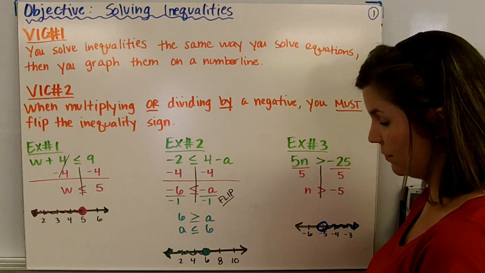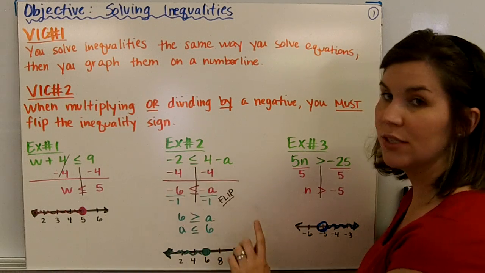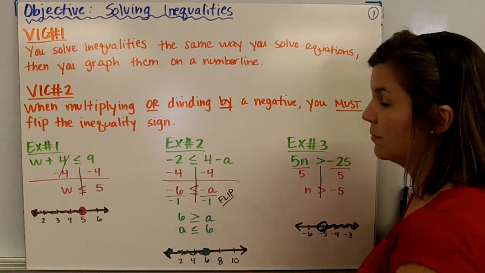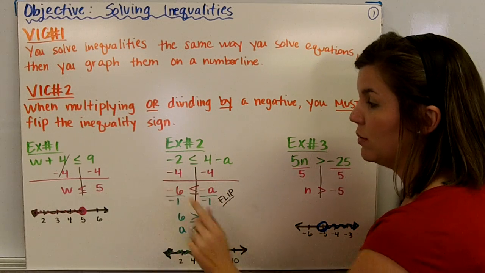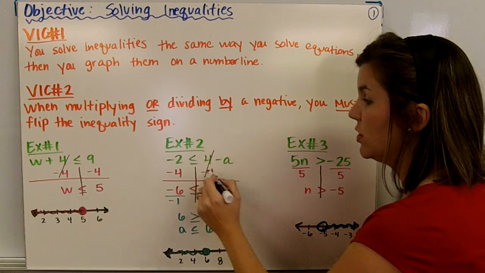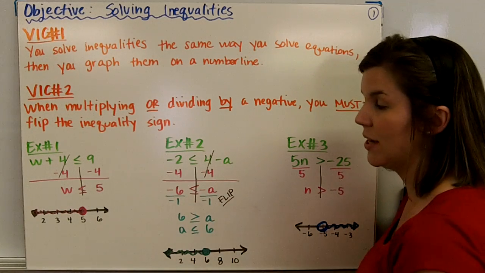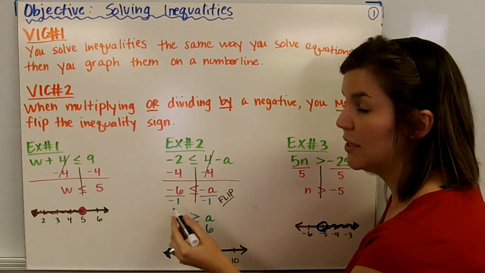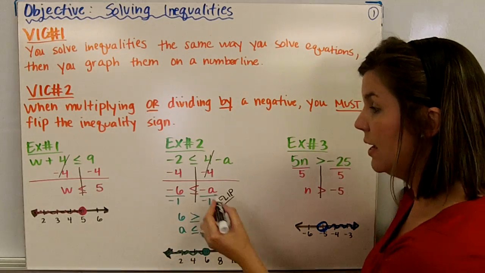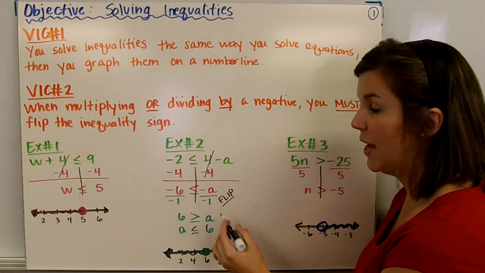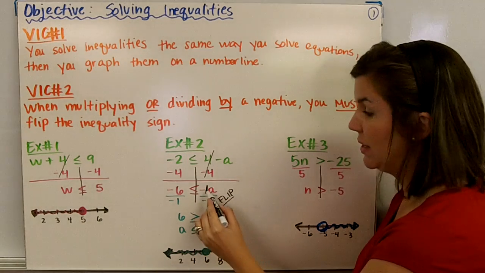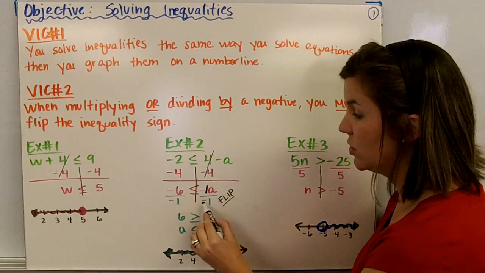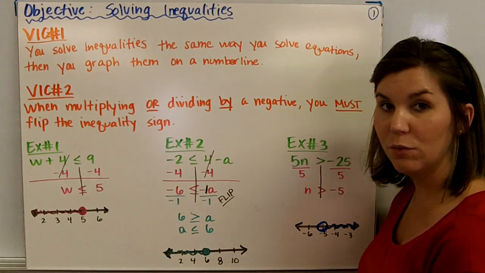Example number 2. Negative 2 is less than or equal to 4 minus a. So again, treat it as though it's an equal sign. Subtract 4 from both sides. These 4's will cancel. Negative a comes down. Negative 2 minus 4 is negative 6. And I have this negative in front of a that I need to get rid of. So I'm going to divide by negative 1 because it's a negative 1a. So divide both sides by negative 1.